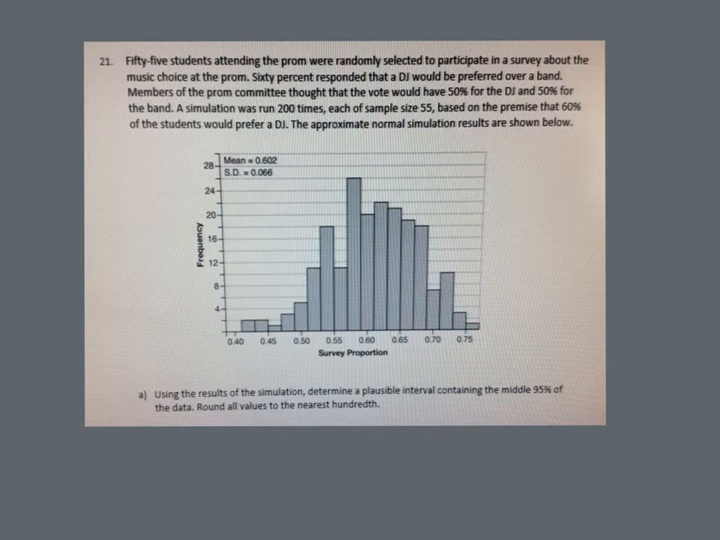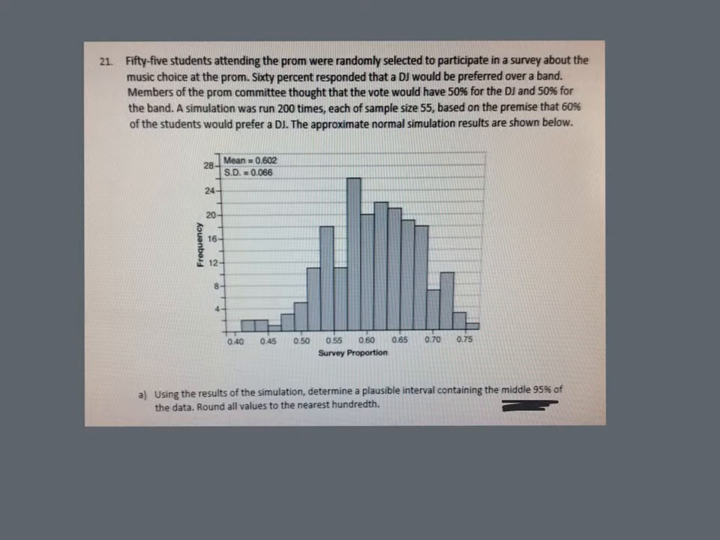Okay, so what they did was, because they took a single survey of 55 students and came up with 60%, they wanted to run a simulation of the same example here 200 times, just to see how spread out the different results could be. So Part A says, using the results of the simulation, determine a plausible interval containing the middle 95% of the data and round all values to the nearest hundredth. So basically all they're asking you to do is find the 95% confidence interval, right? They want the middle 95% of the data.